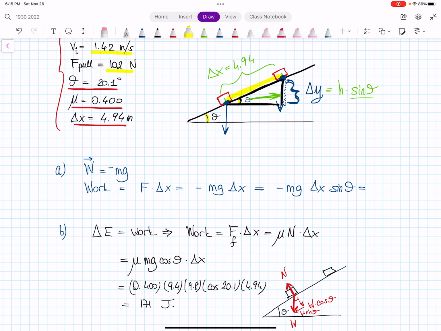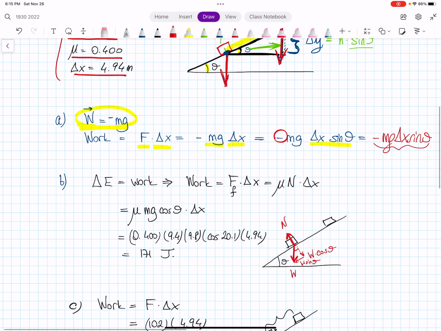So the work being done by the gravitational force is force times the displacement. What is the force given to you? mg. What is the displacement? Delta x times sine of theta. And there is one more term here, the negative sign. What does that mean? The force of gravity is acting downward. Okay, so put everything together. Negative mg delta x times sine of the angle. This is how you find the work being done by the gravitational force.